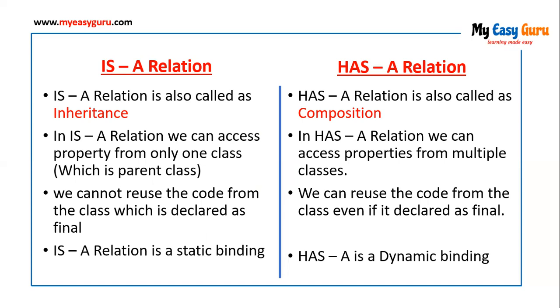So let's understand again. Is-a relation is inheritance and has-a relation is composition. We can access only one class, that is the parent class, in case of is-a relation, and we can access the properties from multiple classes in has-a relation. Is-a relation is static binding, and has-a relation is dynamic binding. So that is the main difference.